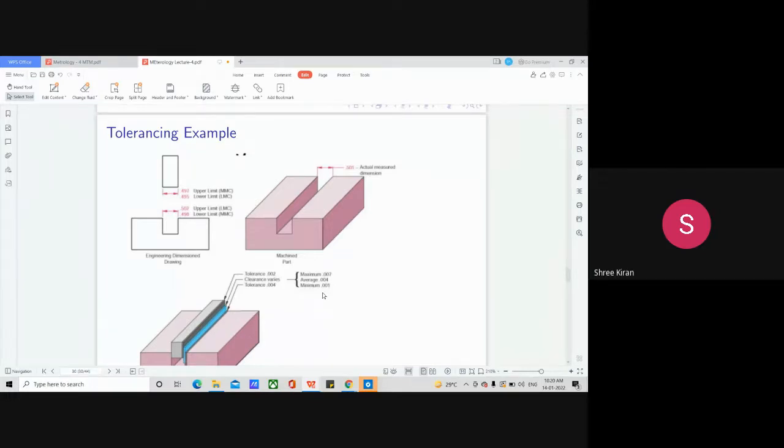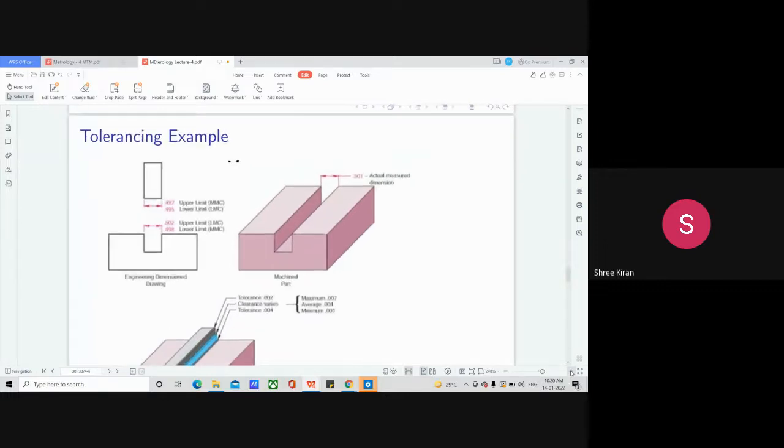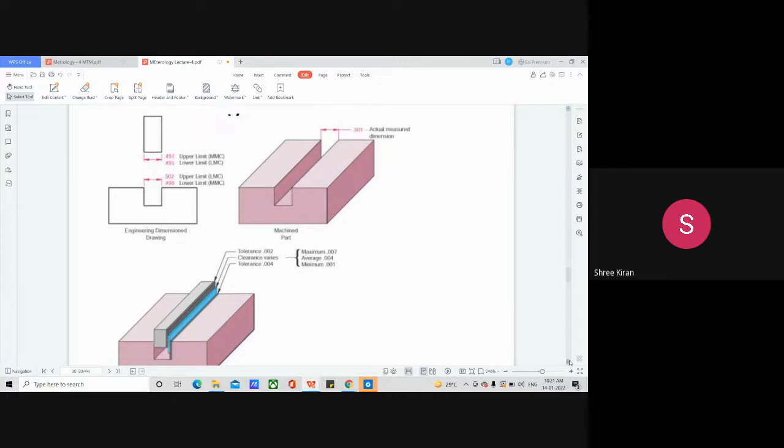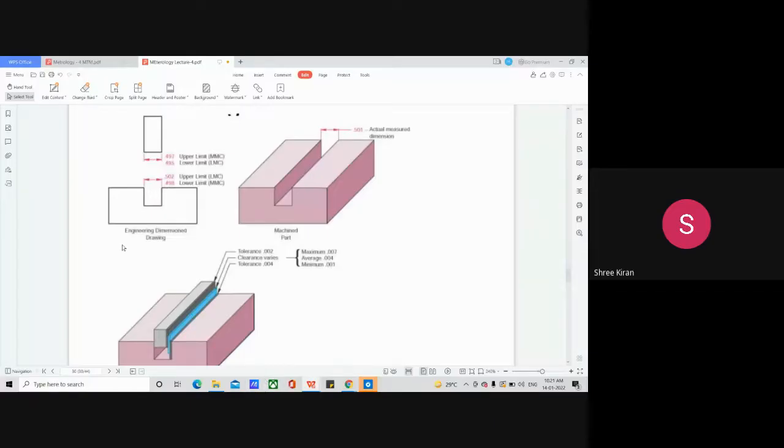I suggest you just copy down this figure, although it will be available, to have a basic idea through a tolerancing example. By this we can end our class. Copy the figure and complete it. Name it as tolerancing example, but make it as 1 and 2: this one an engineering dimension drawing and the other a machine part. When it is over, just let me know it is completed. We can stop the class.